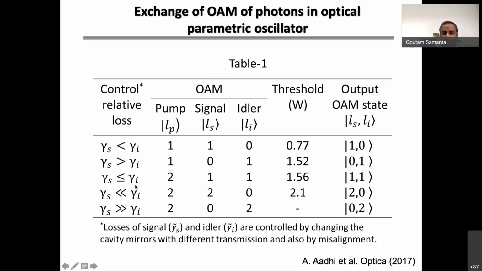So we have a control. Then we have input pump mode, and that can be switched to the signal. And in that case, we can get that output OM state, something like this. And for the idler, we can get this kind of state.